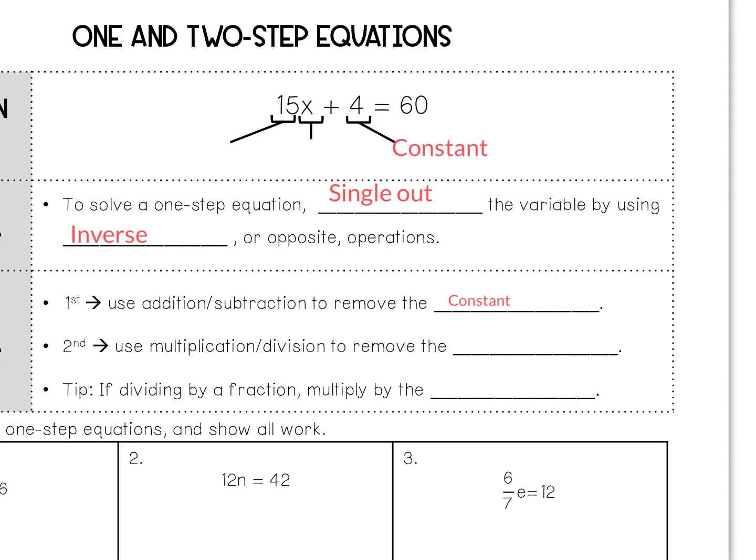Okay? Second, use multiplication and division to remove the, what did we say the number in front of the variable was called yesterday? Coefficient. So up here, this number in front is the coefficient. And then, lastly, the variable. So the x there is the variable or the letter. So we have those 3 pieces: coefficient, variable, and constant.